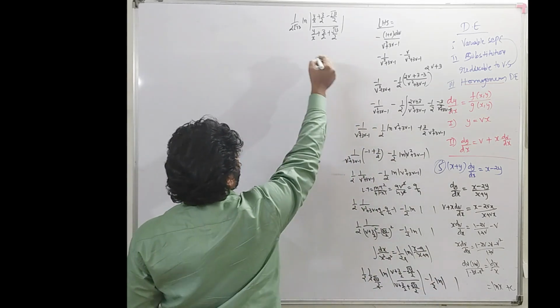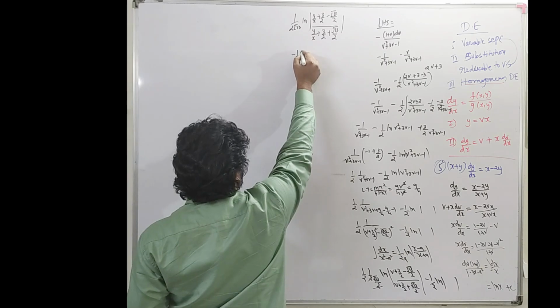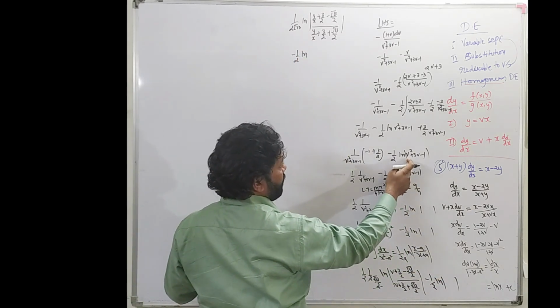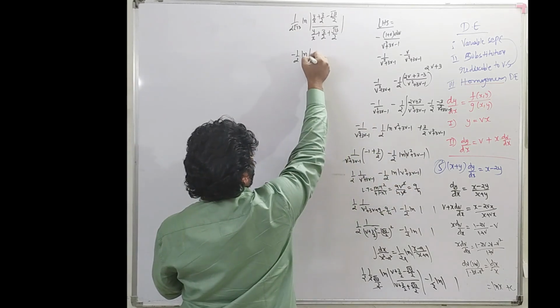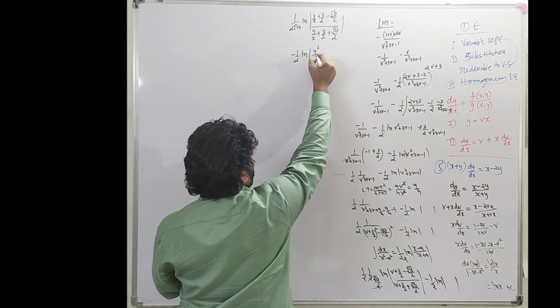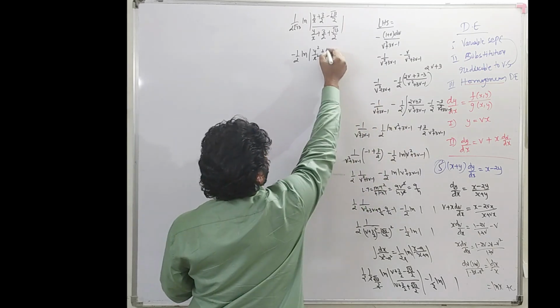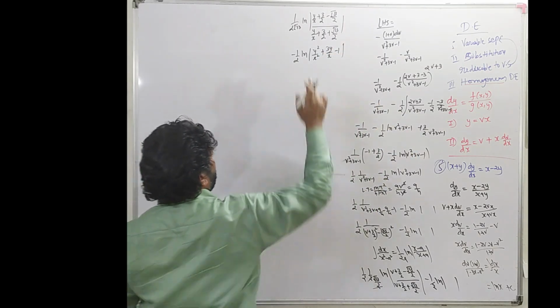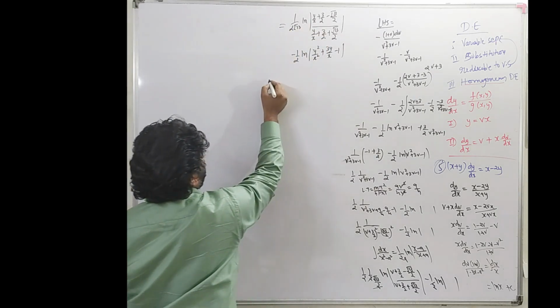And the other side, this minus half ln is as it is. So for this minus half ln also, I'll substitute the values. It was v, so v is y by x square plus 3y by x minus 1. Let us simplify this part.